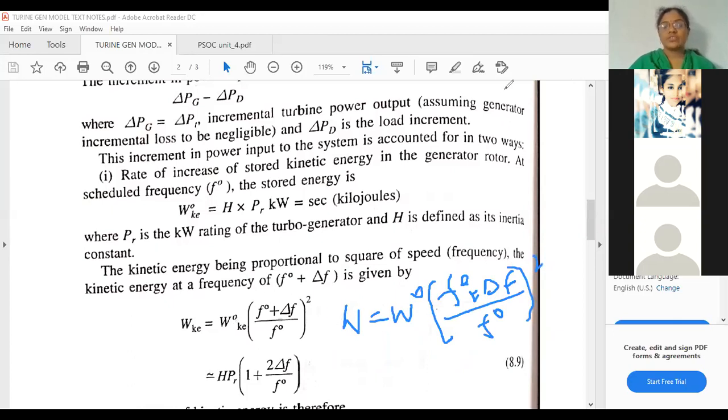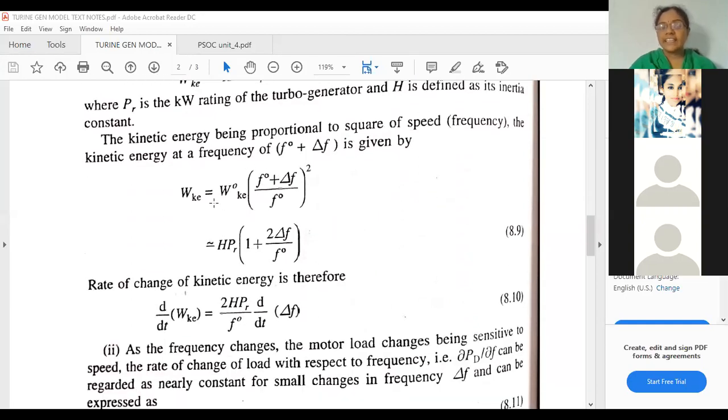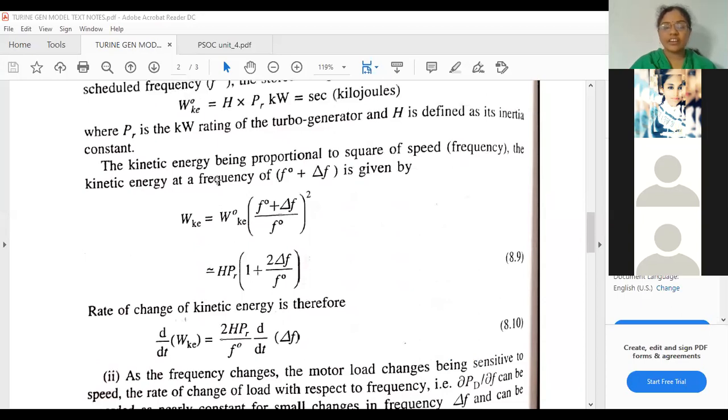So what is happening now? What is kinetic energy? Already we have seen that for constant initial frequency, our kinetic energy is H into PR. So it is H into PR. If you go with this and elaborate this, if you evaluate this, what we are getting here is 1 plus delta F by F naught whole square.